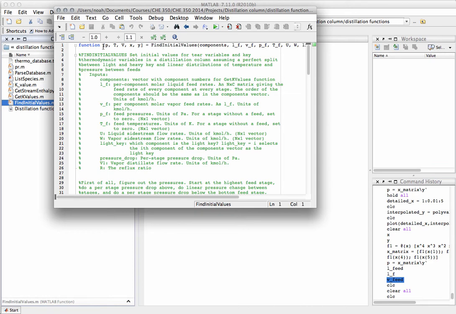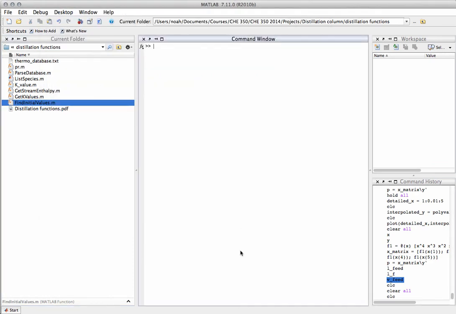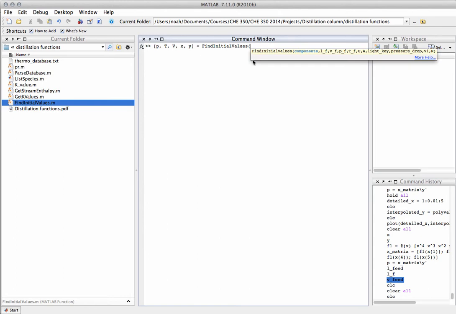The first thing we're going to want to do is make sure that we return all of these variables that we need: pressure, temperature, vapor phase flow rate, compositions. We'll set this equal to the output of find initial values. What find initial values needs are the components, feed flow rates, feed pressures, feed temperatures. These are all things that we should probably set up before we try to feed it in here.